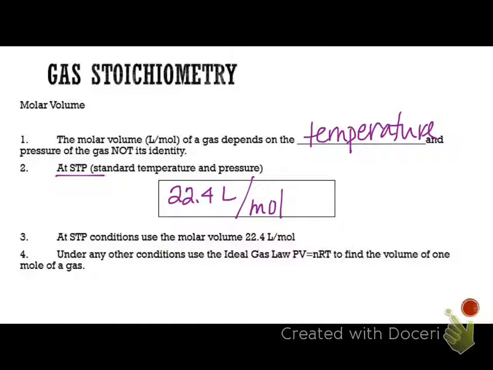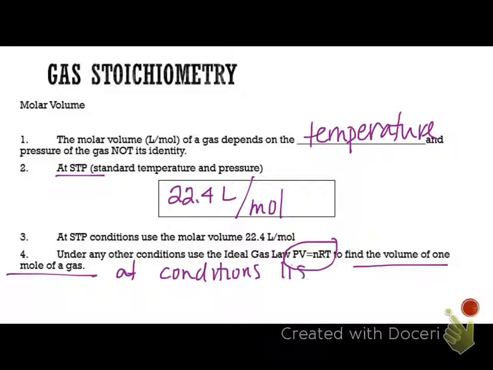So if we see a problem and they ask us about something at standard temperature and pressure, it's easy because we're just going to use that 22.4 liters per mole, like we did in regular stoichiometry, because we assumed it was all standard conditions, STP conditions. However, if it's not at STP conditions, we're going to have to use the gas law, PV equals nRT, to find the volume of 1 mole of gas at the conditions listed. So let's do one of each to work, and then this lesson is going to be done for today.